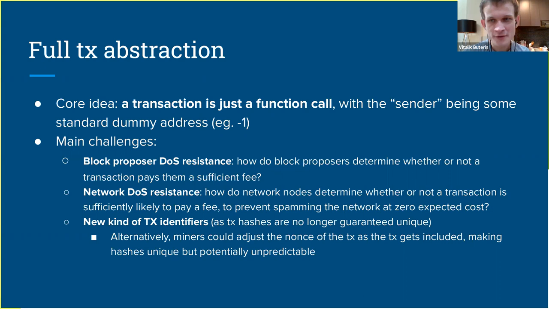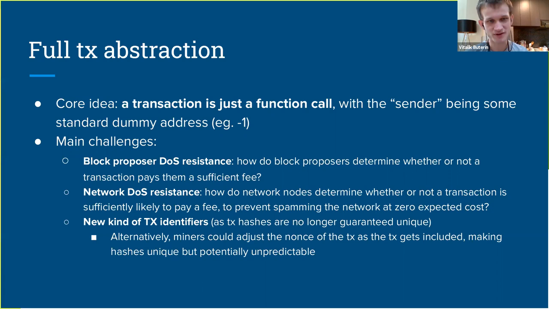Challenge two is network layer DOS resistance, right? This is the same thing as block proposer DOS resistance, except instead of being whether or not to include, it's whether or not to rebroadcast. And if it takes running the entire transaction to see whether or not you'll rebroadcast, then that's a really huge expense, and it will basically make the network not viable.